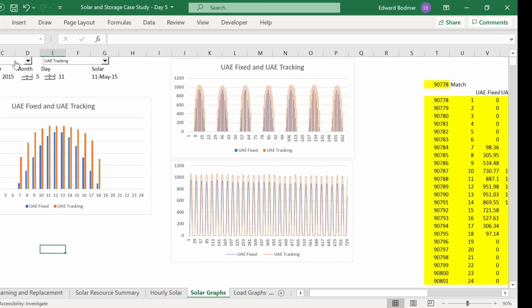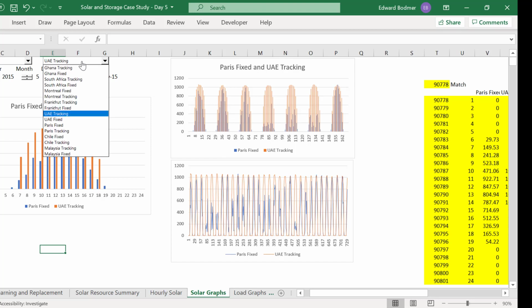But now, instead of this one, let's put Paris in there. And now, look at all that. Paris is not quite the same. And let's compare Paris to Montreal.